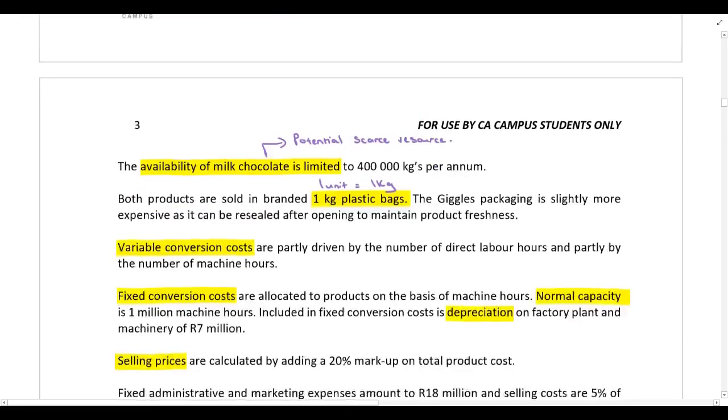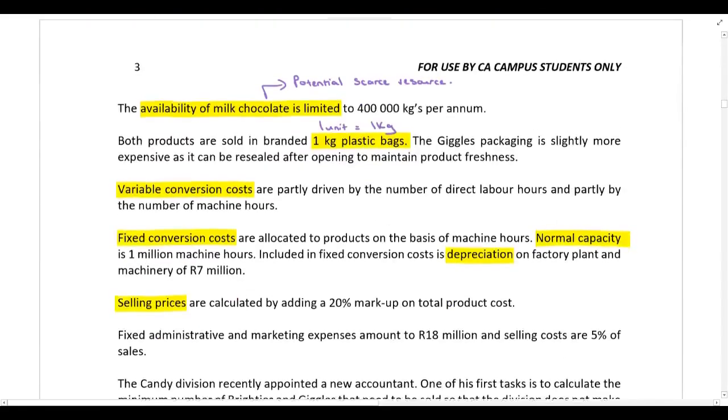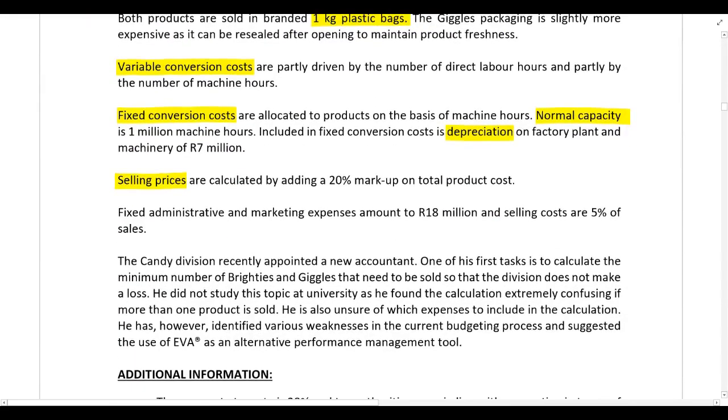Right, so on the previous page we were given the total product cost for each of the products. So if we want to calculate the selling price per unit for each of the products, we just need to add a markup of 20% to that total product cost. Fixed administrative and marketing expenses amount to 18 million rand, and selling costs are 5% of sales.